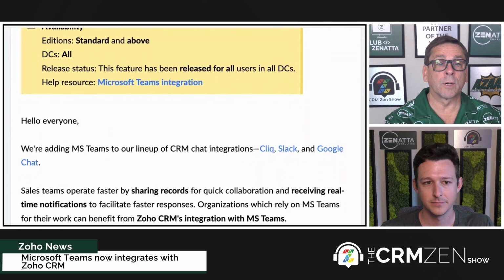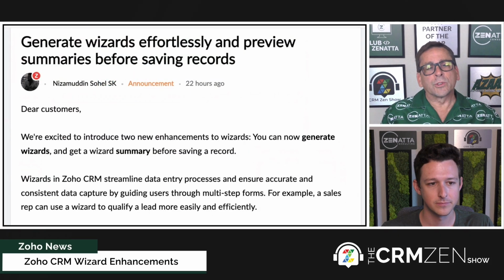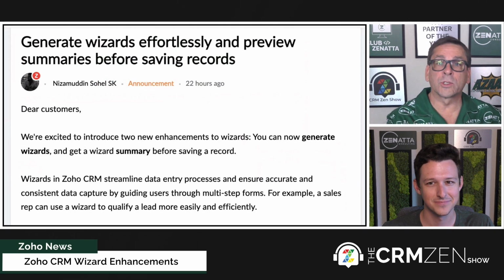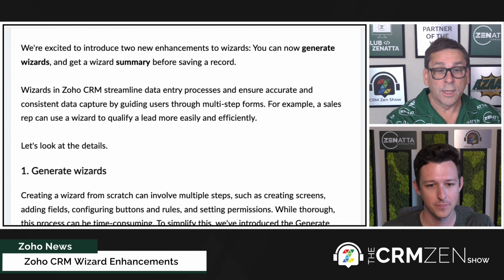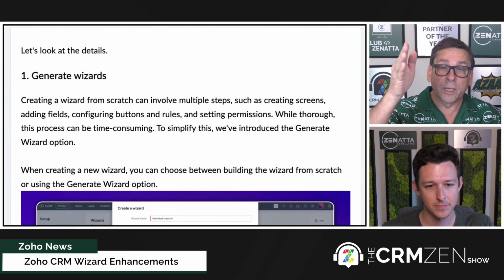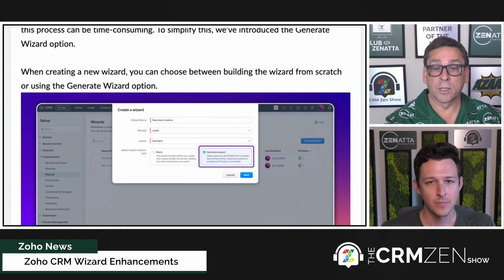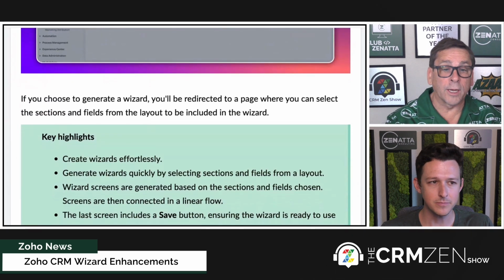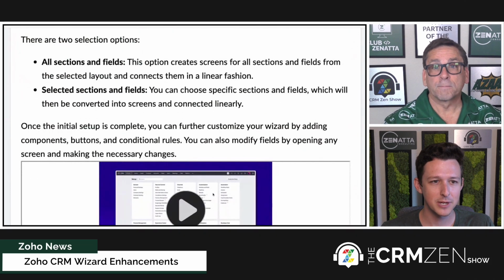Moving right along, you can now generate wizards effortlessly and preview summaries before saving records. This is in CRM. It's basically creating wizards, which are little things that step you through something in the CRM and make sure you fill in the proper fields. But how is this going to help you automatically generate things? How is this going to change things for you, Tyler? So yeah, that's kind of the question.